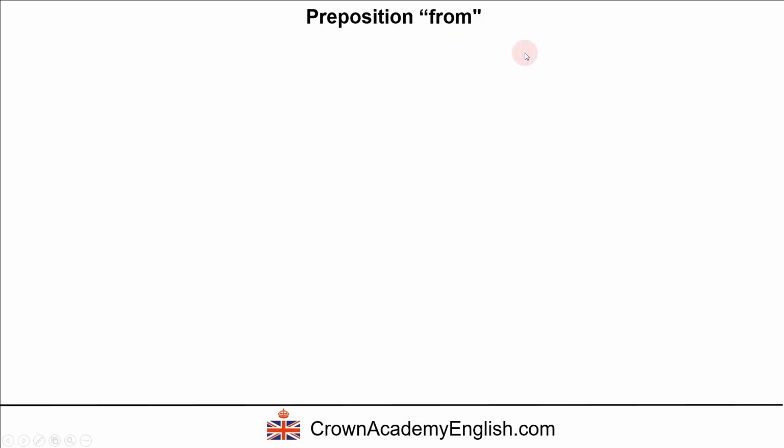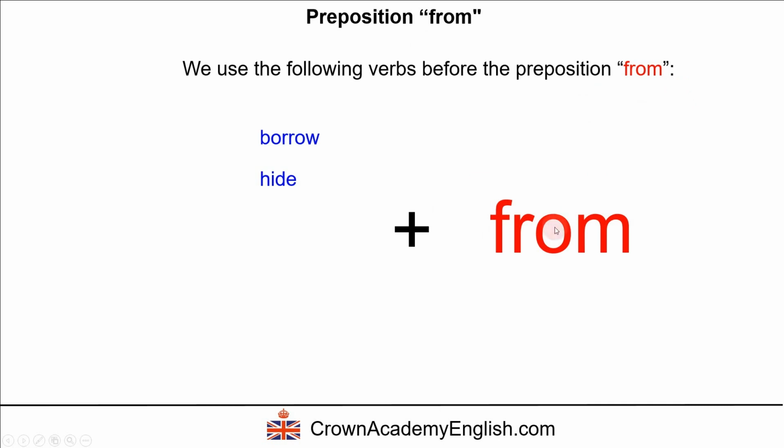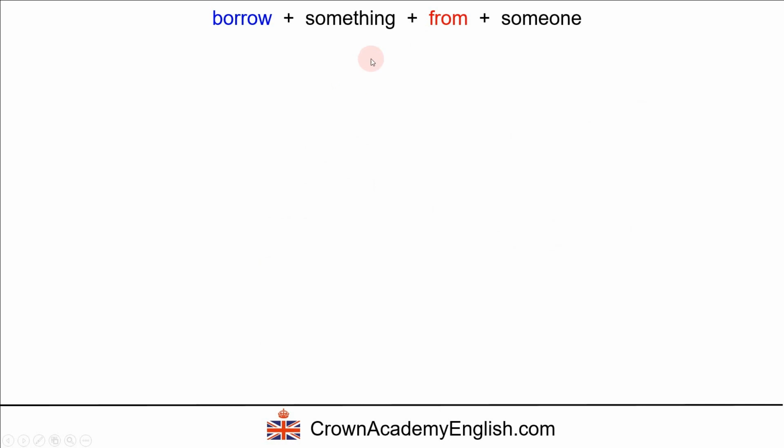The preposition from. We use the following verbs before the preposition from: borrow, hide, prevent, protect, recover, suffer. Okay, so let's start. So borrow something from someone.